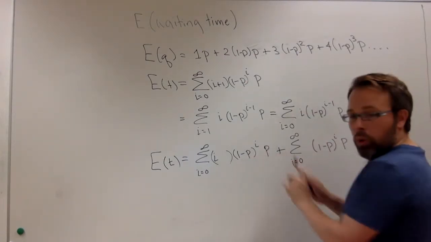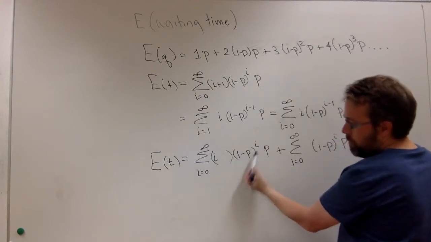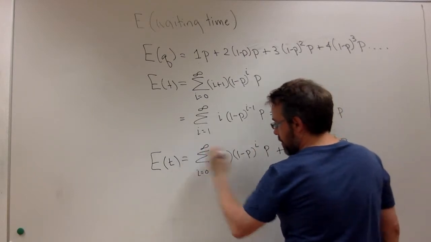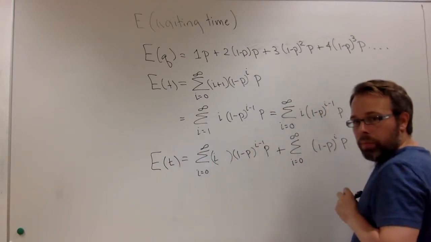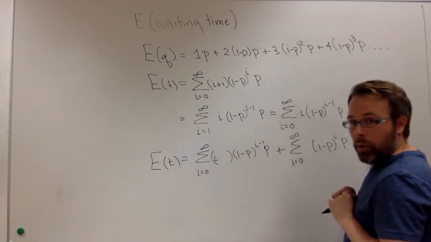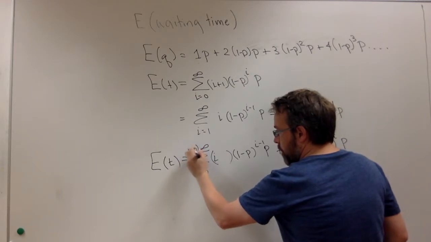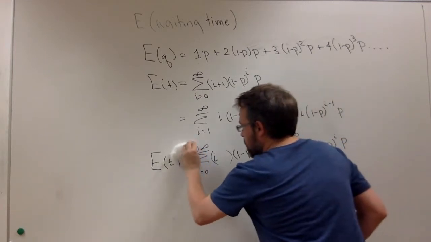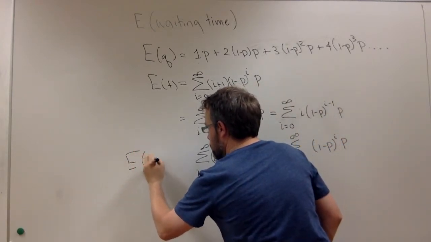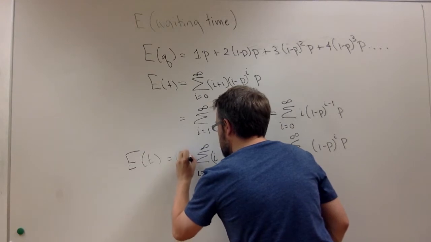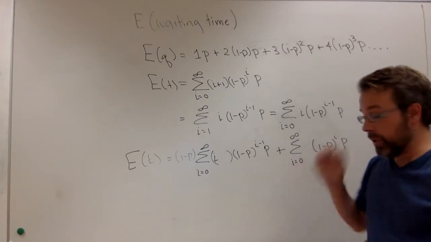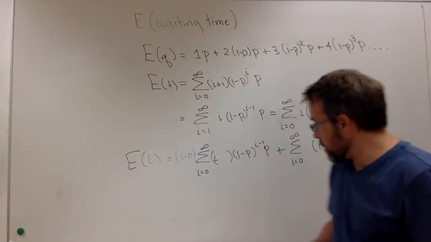I'm going to do one more trick here, which is this says (1 minus p) to the i minus 1. I'm going to take one of those 1 minus p's and stick it outside here, so I'm going to make this be (1 minus p) to the i minus 1. So I've just divided this whole thing by 1 minus p, so now I need to multiply it by 1 minus p. All I've done now is just rewritten things that are equal, but this is what allows us to do the trick.